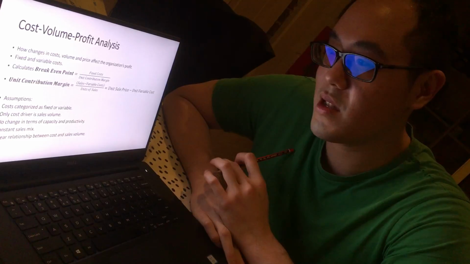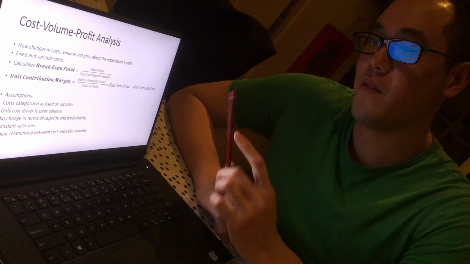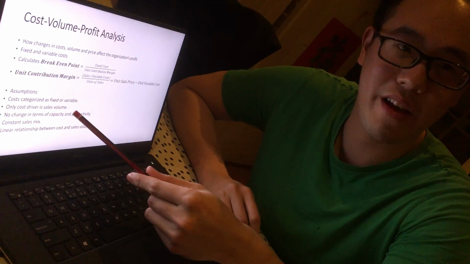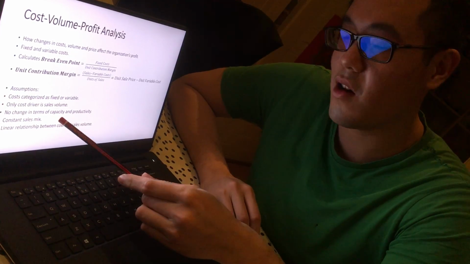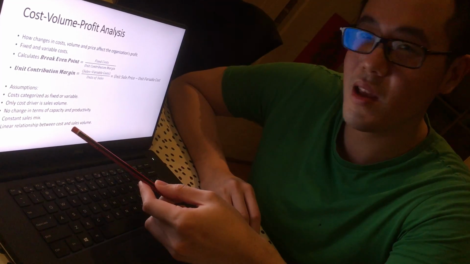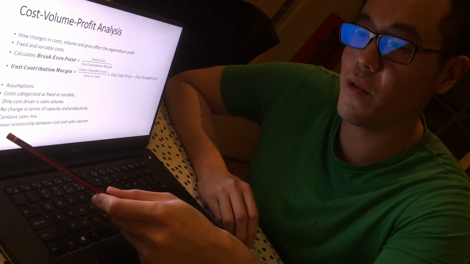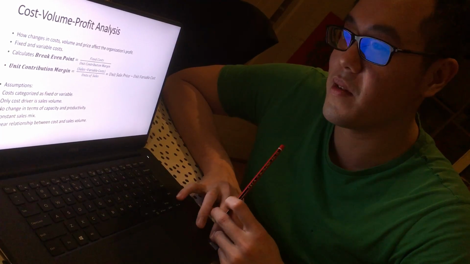There are a few assumptions that we have to take into account in doing the CVP analysis. First of all, the costs have to be categorized as fixed or variable. The only cost driver can be the sales volume. There must be no change in total capacity or productivity of the company. The sales mix must also be the same throughout. And most importantly, there must be a linear relationship between cost and the sales volume.